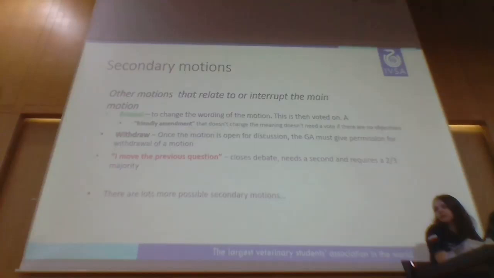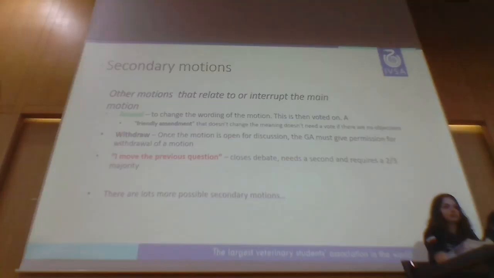Then you can also amend a motion, which is to change the wording of the motion, and then it's voted on. You can make a friendly amendment, as long as the friendly amendment doesn't change the meaning. That would be, for example, punctuation or anything like that. A motion can also be withdrawn once it's open for discussion, and the GA must give permission for withdrawal of a motion. You can then say, I move to previous question. If you say move to previous question, it entirely closes the debate and you immediately go to a vote, and it requires a two-thirds majority. Otherwise, the discussion can continue.